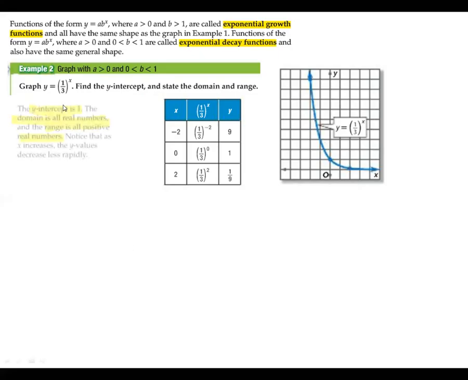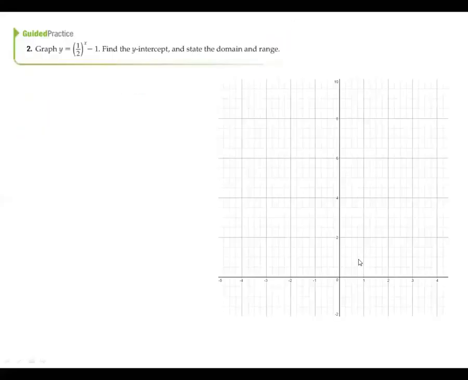Okay. The y-intercept is 1. Again, the domain is all real numbers because you can put any number you want in for the exponent. The range is all positive numbers. But notice as x increases, in other words, as you move from left to right on the graph, the y values decrease, but they start off decreasing really fast and then begin to level off.